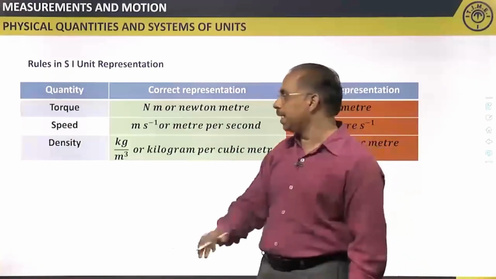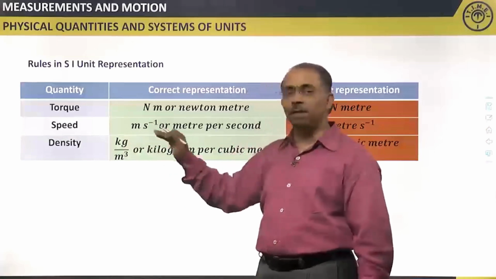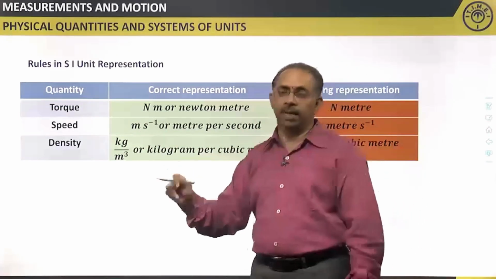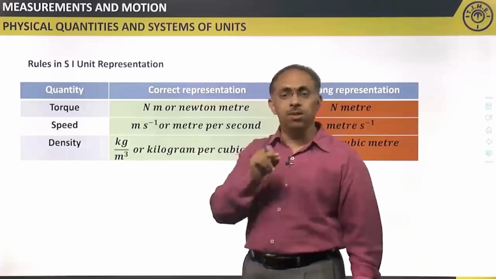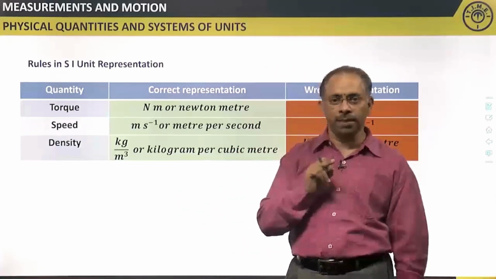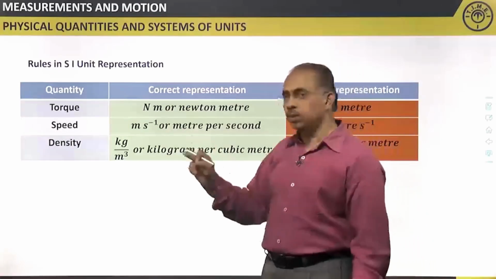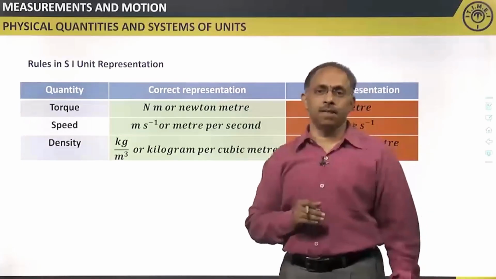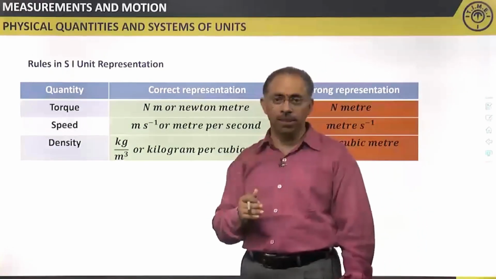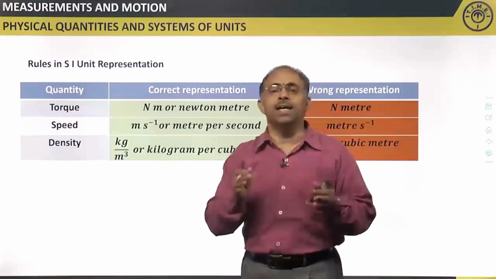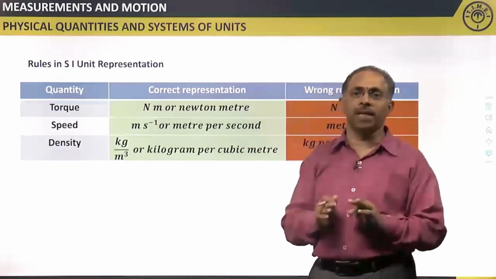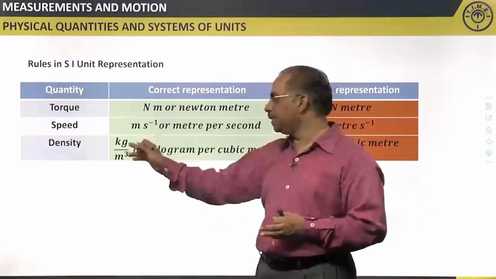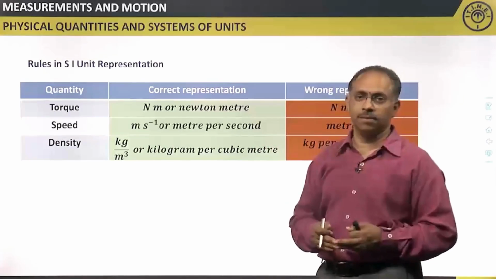As an example, density is equal to mass by volume. Mass is what? A fundamental physical quantity. Volume is a derived physical quantity, right? Agreed? So when one is a fundamental physical quantity and the other is a derived physical quantity, and I am clubbing those two, then I can call the unit of that physical quantity a compound unit. So kg per meter cube is a compound unit.